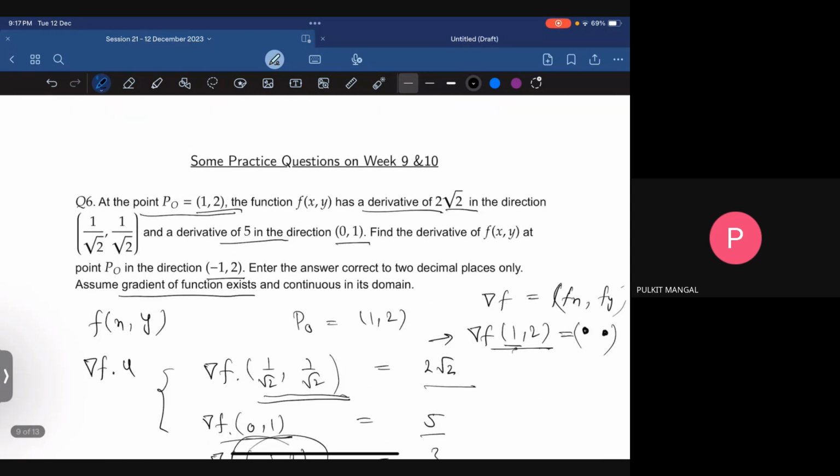Now we need to find the derivative of the function in this direction. Remember, whenever we find the derivative using the gradient of f dot unit vector, that vector has to be a unit vector, that is, the norm of that vector has to be 1. But the norm of this vector here is not 1, right? So we need to normalize this vector, that is, divide by its norm. So we get (-1/root 5, 2/root 5). Correct?